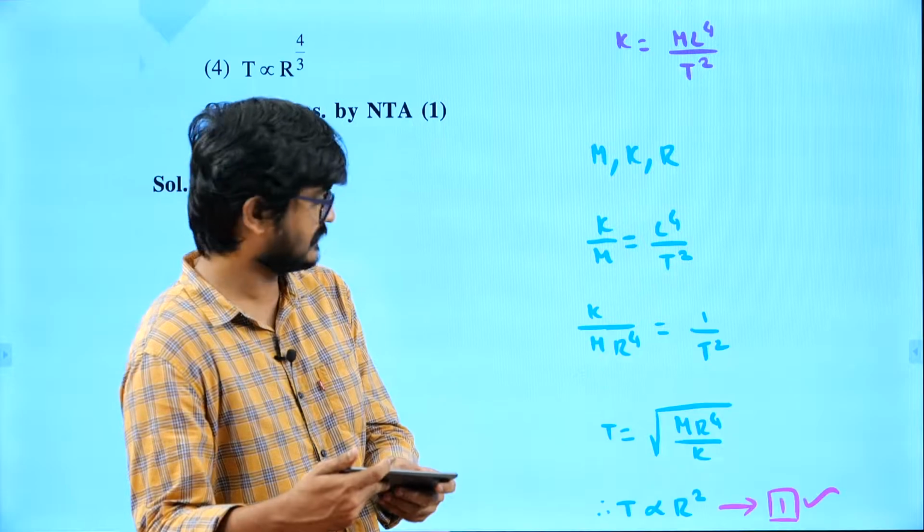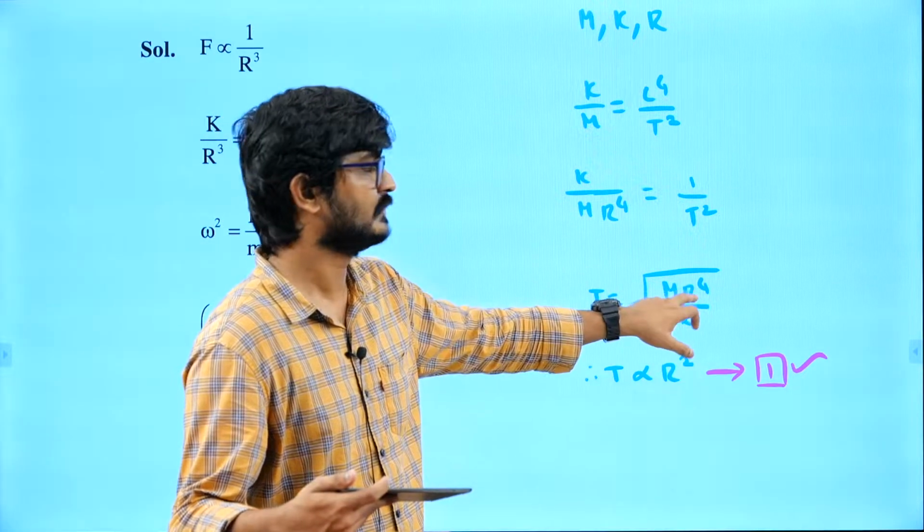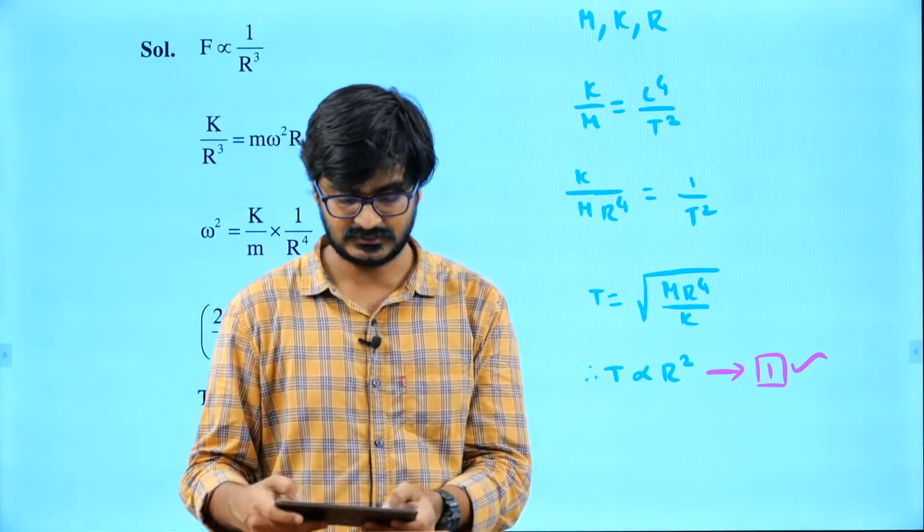But anyway, they didn't ask about mass and k. So they are asking only how t is related to r. It is t is proportional to r square.